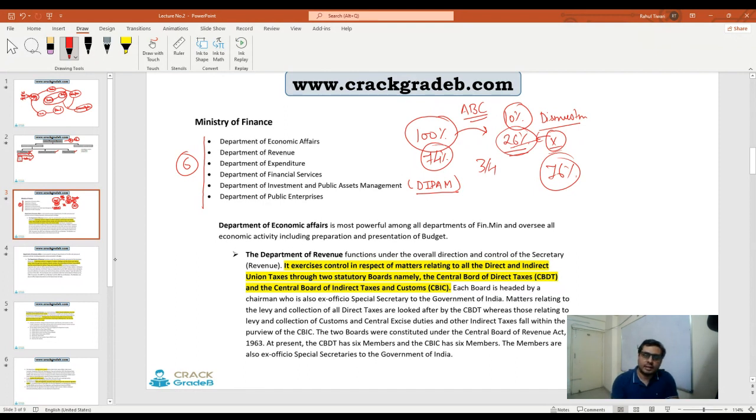Whereas if the government is going to offload or sell 51%, in a gradual manner or in one go, then we can call it privatization. So sometimes students get confused. What is disinvestment? What is privatization?